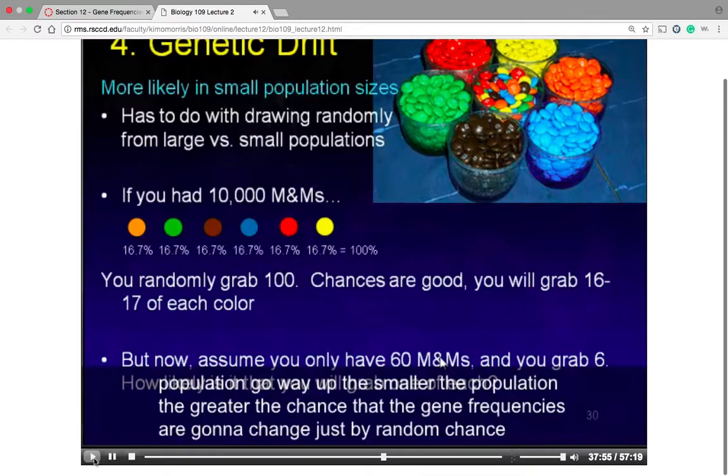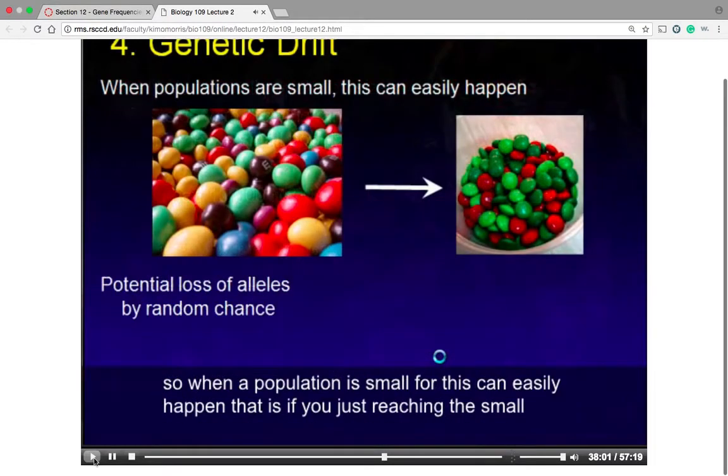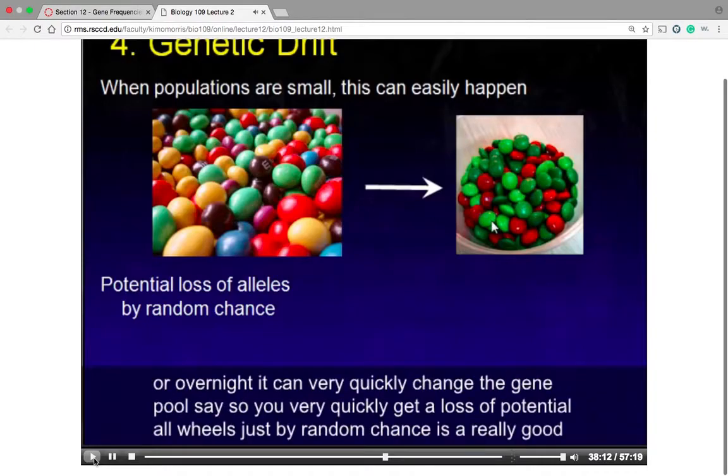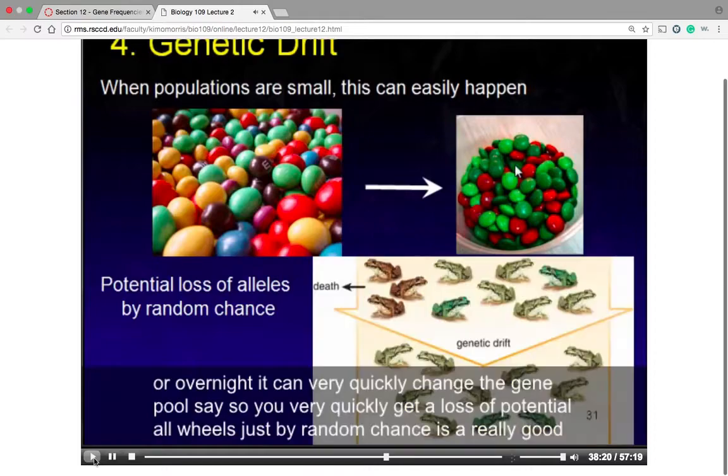The smaller the population, the greater the chance that the gene frequencies are going to change just by random chance. So when a population is small, this can easily happen. That is, if you just reach into a small population and pull a few individuals out that are successful at reproducing, overnight it can very quickly change the gene pool. So you very quickly get a loss of potential alleles just by random chance.